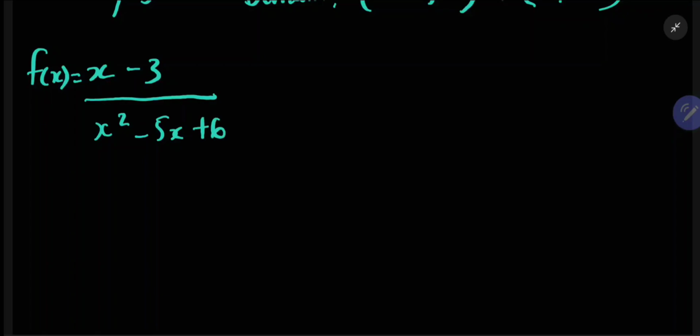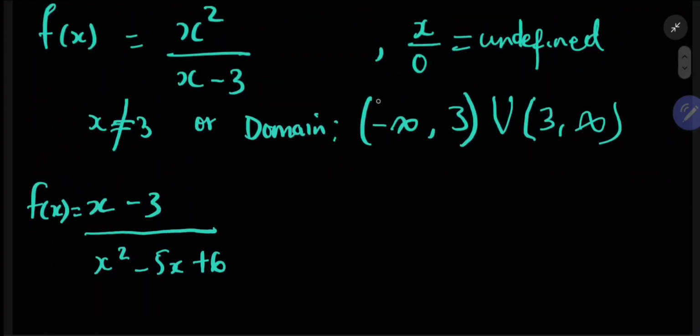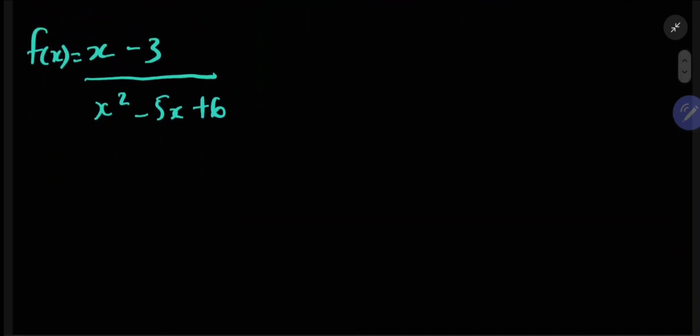So how do we figure out the domain for this function? Remember, like I said, we don't want 0 in the denominator. So we are going to have to find the zeros of this denominator. Because the denominator is a quadratic expression, we're going to have to find its zeros. So hopefully it's something you can do. If not, let's just hurry through it.